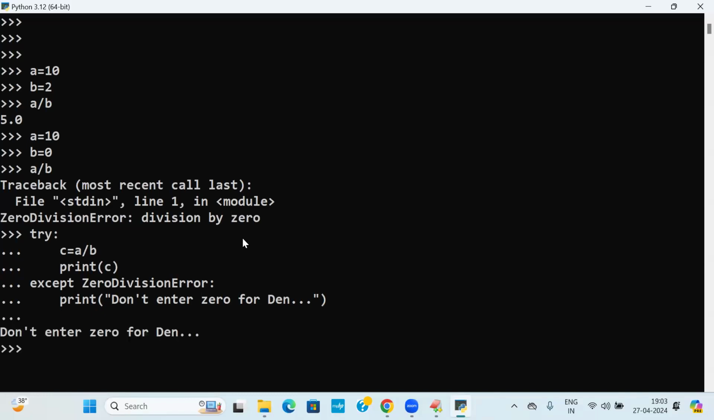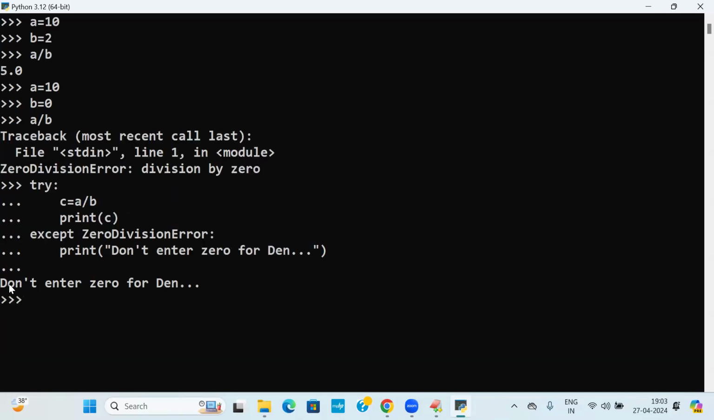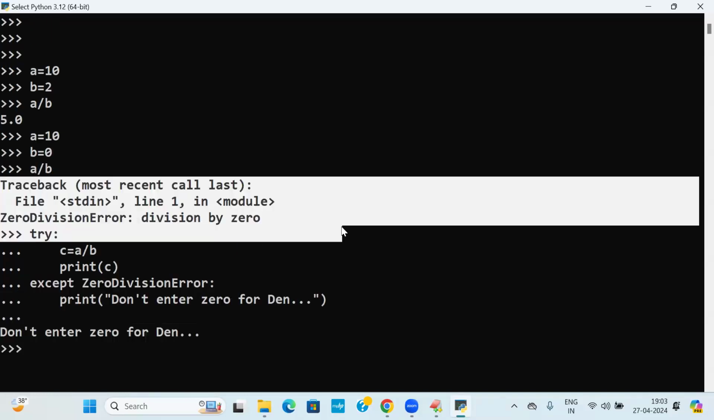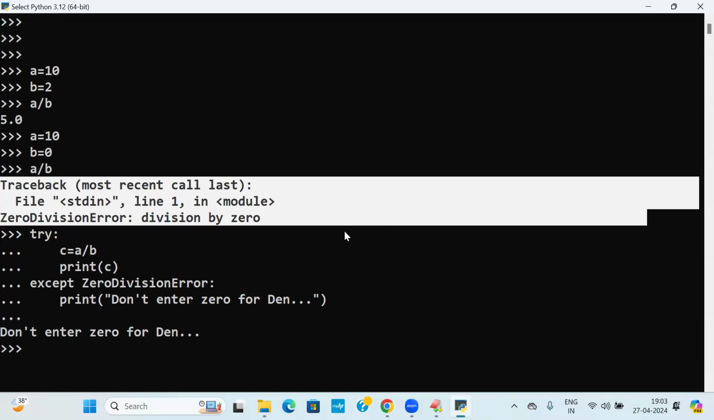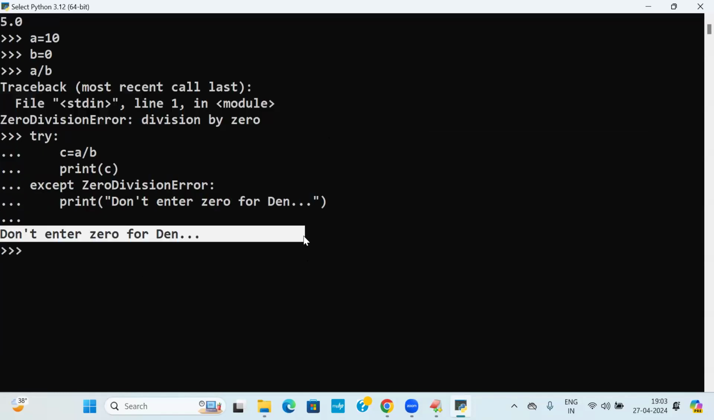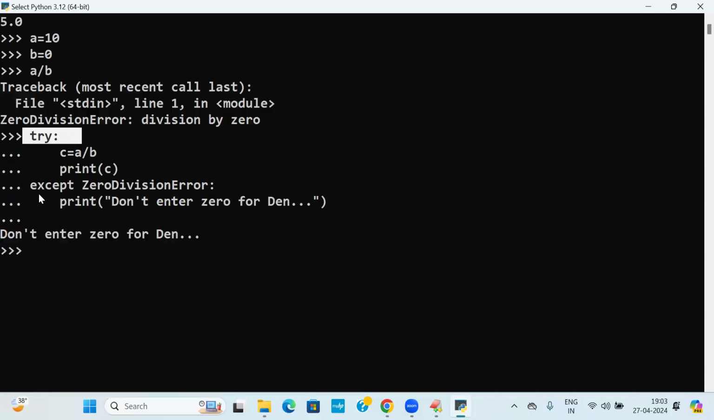Close. See the answer, what is coming. Don't enter 0 for denominator. This is the message which is coming. What is that? Technical error message. What is this? User-friendly error message. How is it possible? I am handling that exception by using the syntax of what? Exception handling. Understood or not?